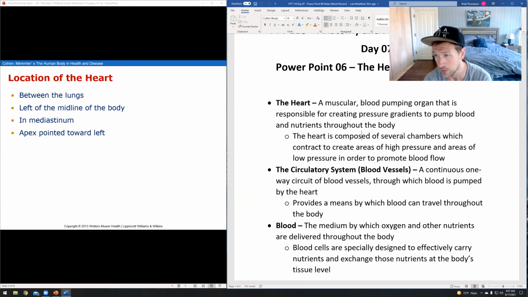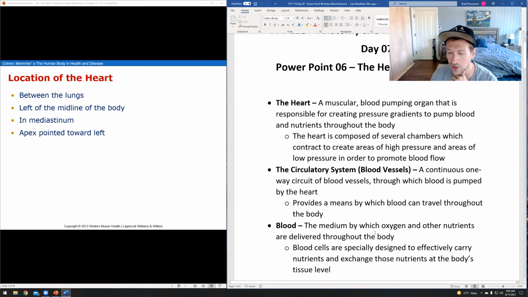Then you get your blood vessels, which is the circulatory portion, a continuous one-way circuit of blood vessels through which blood is pumped by the heart. It is a one-way circuit. Blood is either traveling away from the heart until it reaches the halfway point, and then suddenly it's traveling back to the heart, and so we've got two different types of blood vessels there: arteries, which are responsible for that carrying away action, and veins, which are responsible for that carrying towards action. But this provides a means by which our blood can travel around the body.